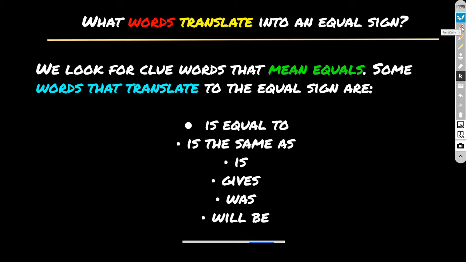Answering our first question: what words translate into an equal sign? We look for clue words that mean equals. Some words that translate to an equal sign are the following: is equal to, is the same as, is, gives, was, will be. We'll look for these words in phrases, sentences, and word problems, and it's a good indication that they can translate into an equal sign when rewriting into an equation.